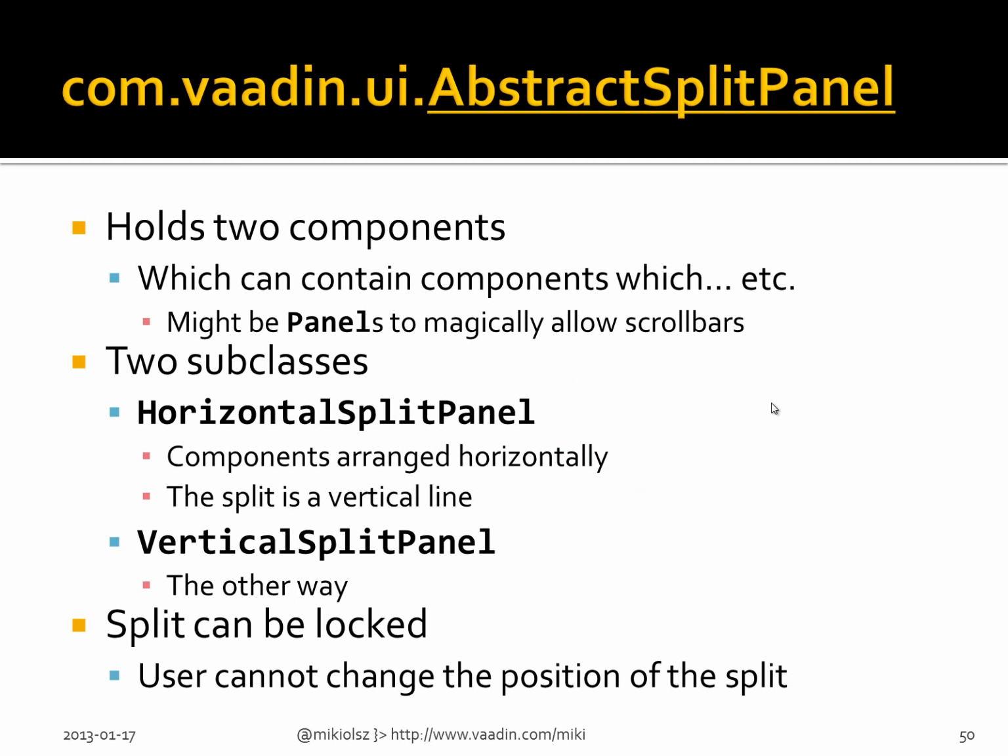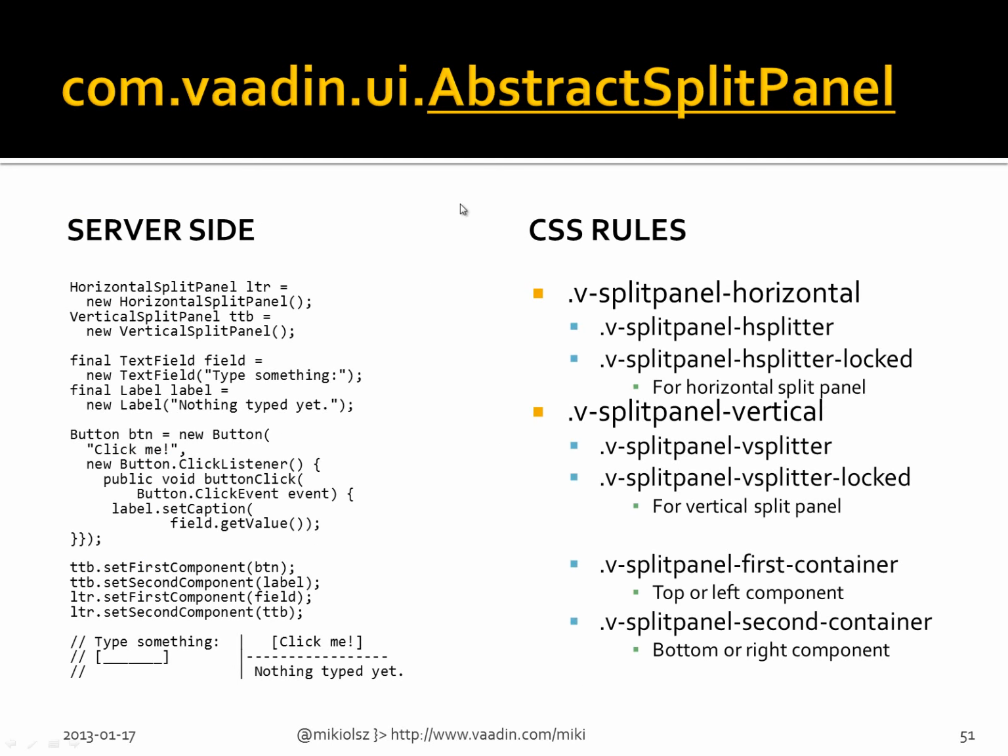There are two components that store two child components, both derived from abstract split panel. These components are horizontal split panel and vertical split panel. Horizontal split panel arranges components horizontally, and the split is a vertical line, and vertical split panel does it the other way around. In any case, each of those components contains a split that can be dragged by the user. Optionally, it is of course possible to disable locking and set the split through a method. Here are the CSS rules and an example code to show you how easy it is to construct split panels and how to organize them one into another.